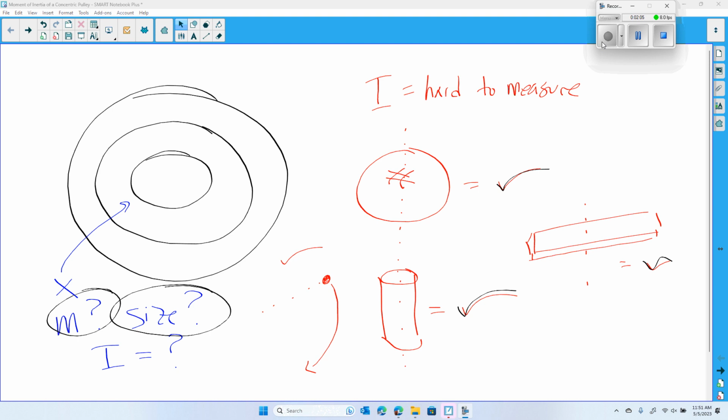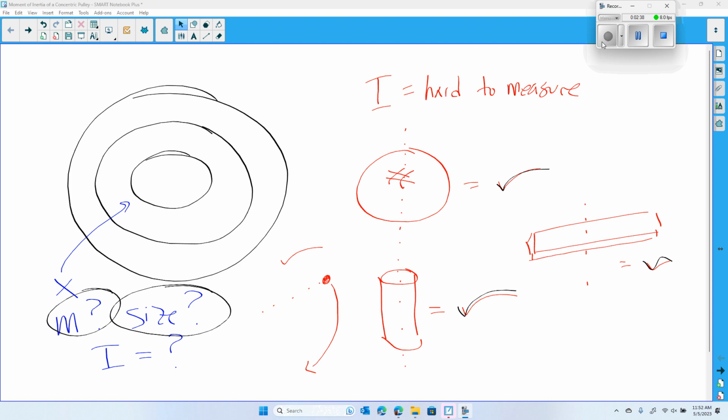So we can easily make a measurement of size, like how long is it, what's its height, whatever, and then we can make a measurement of mass by putting it on a balance, and that's all good. The problem is with these concentric pulleys, it doesn't work like that. With the concentric pulleys, there's a number of reasons why this is not an object that we can put on a balance and measure something about its size and figure anything out.